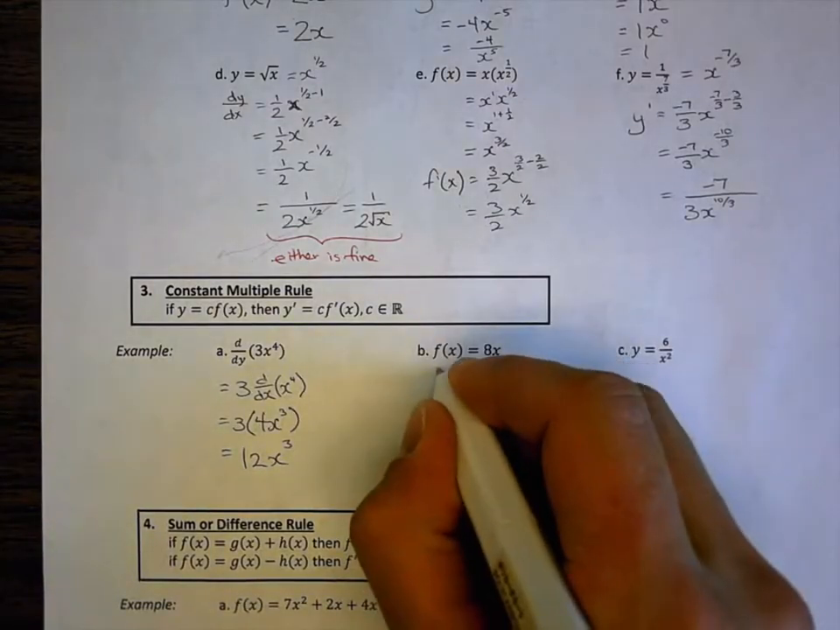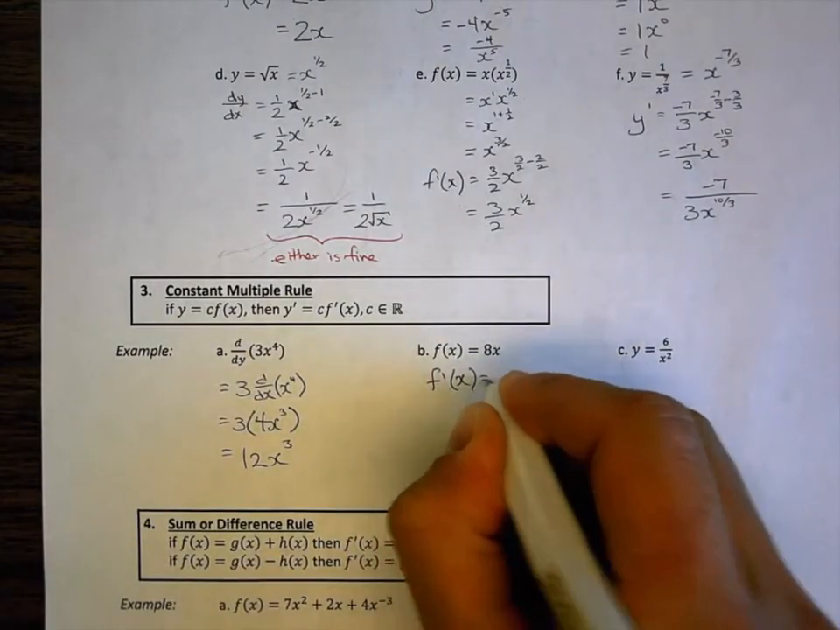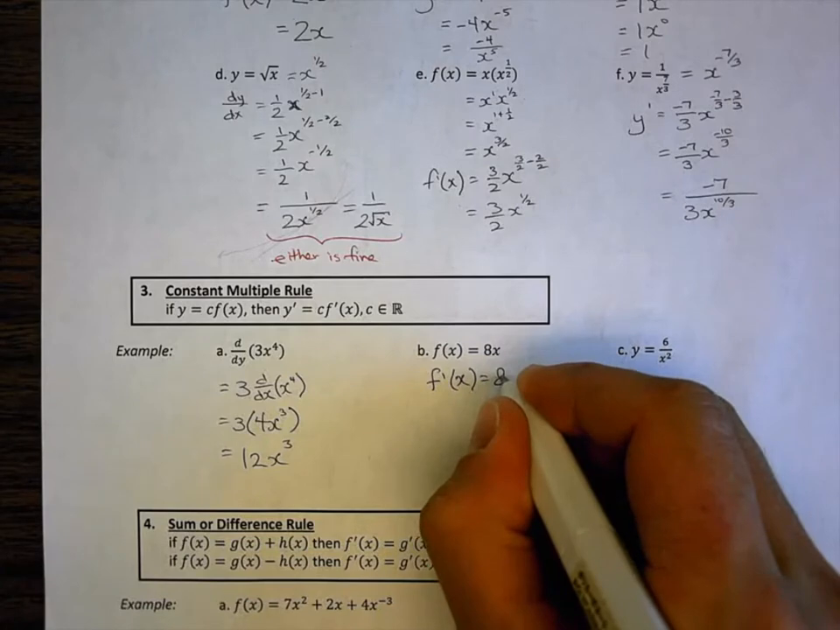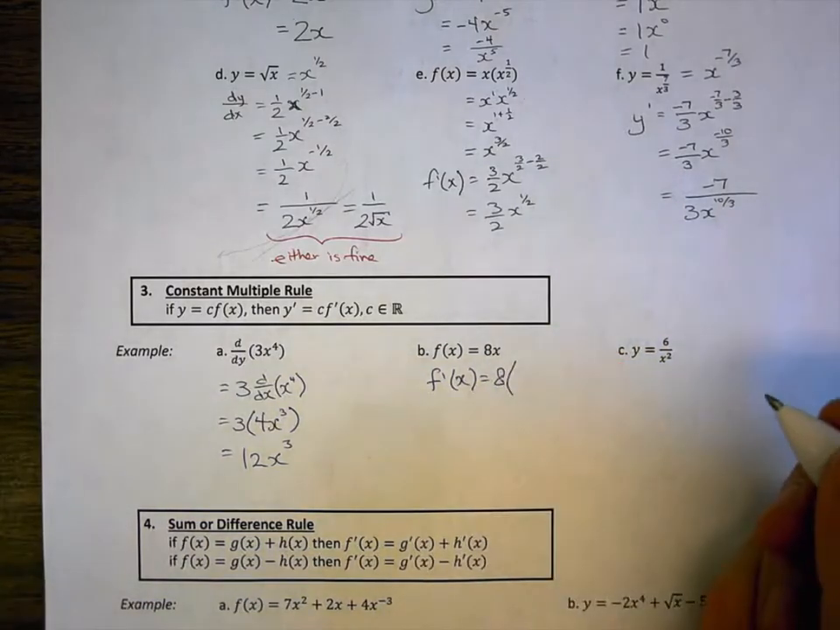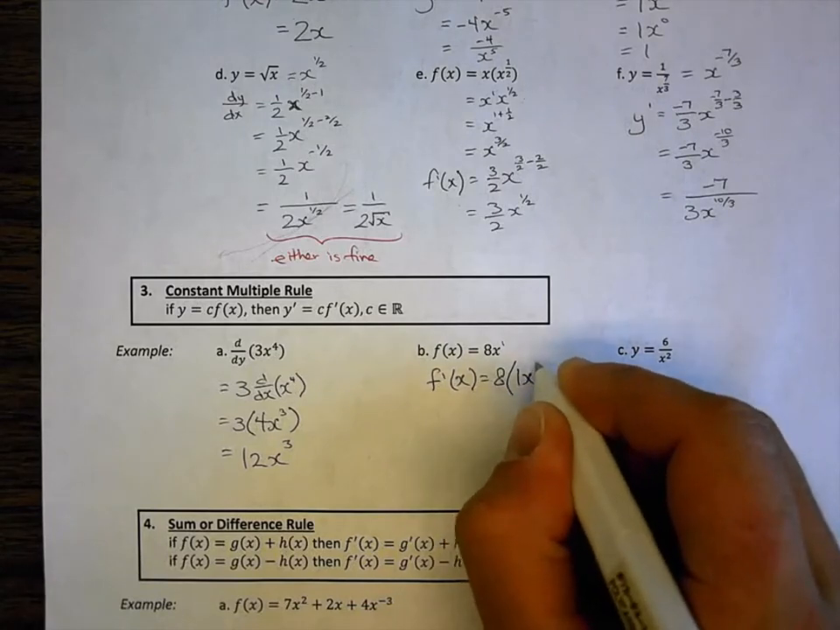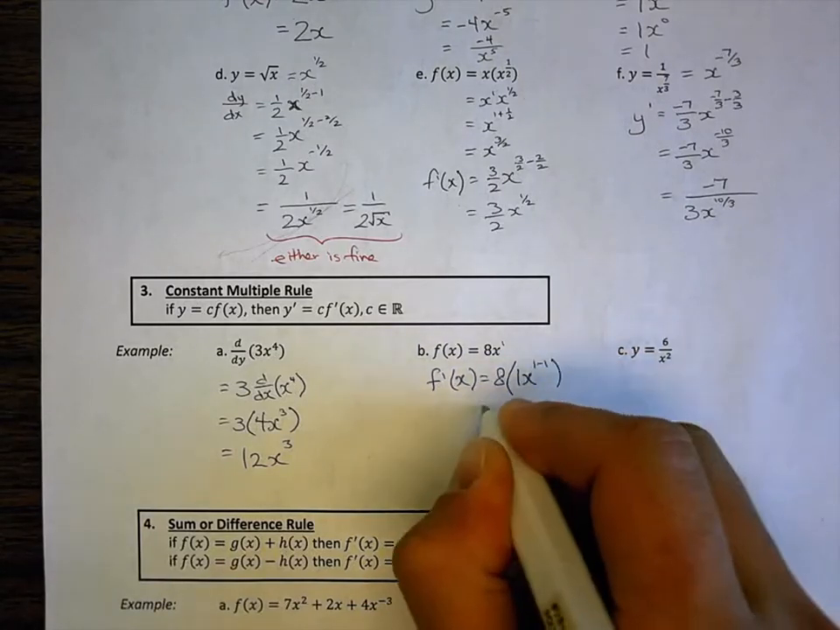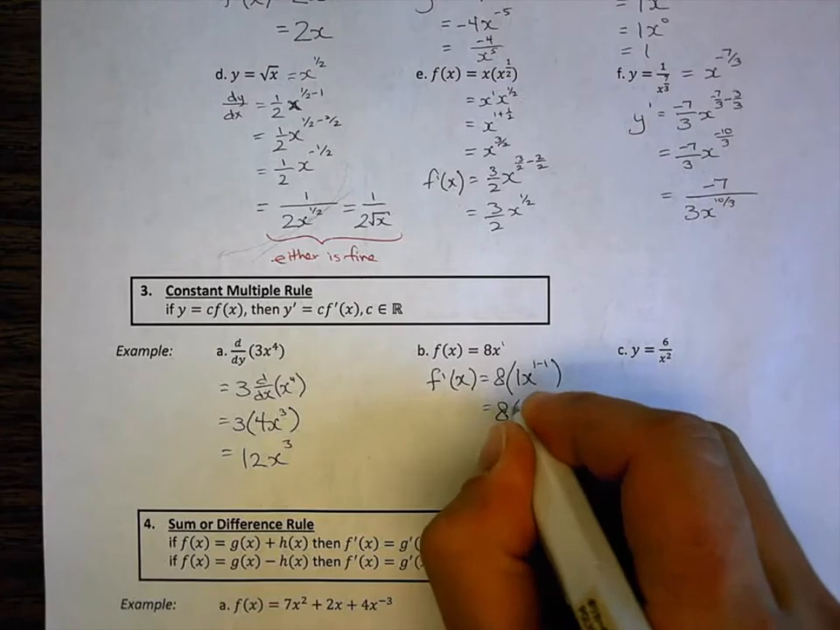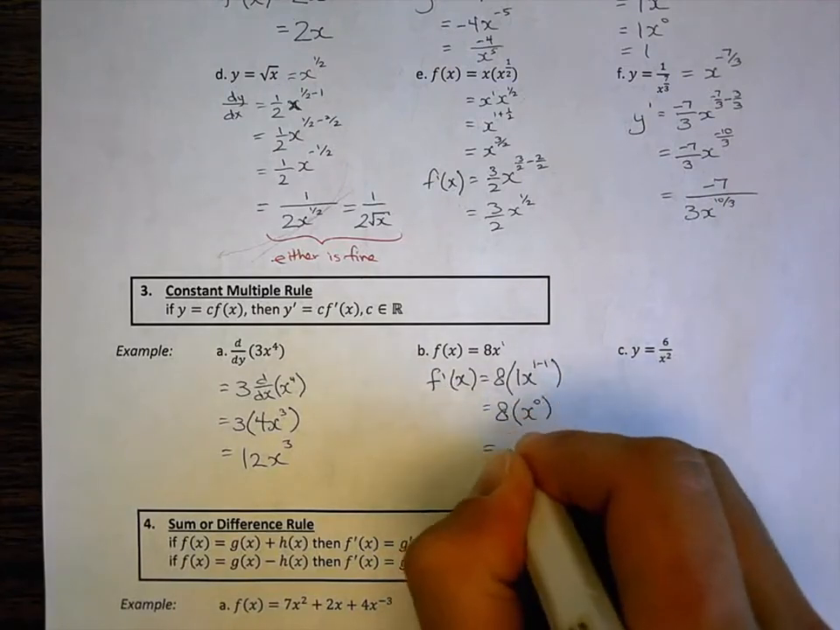Let's do the second one. The derivative of 8x. Well, ignore the 8. Tell me, what's the derivative of x? Well, x to the power of 1, I bring the 1 down. I subtract 1 from 1. So I just get 8 times x to the power of 0, so I just get 8.